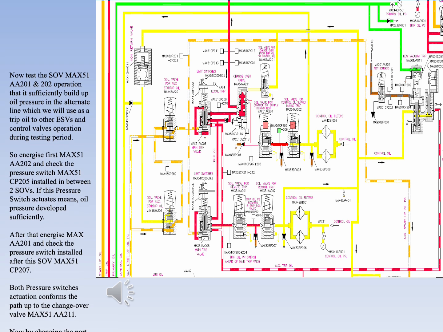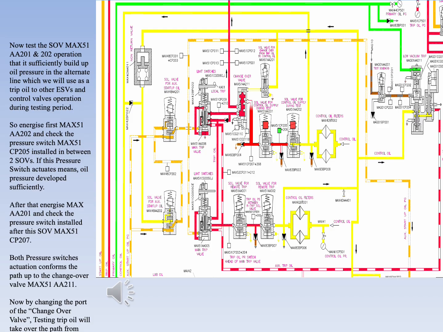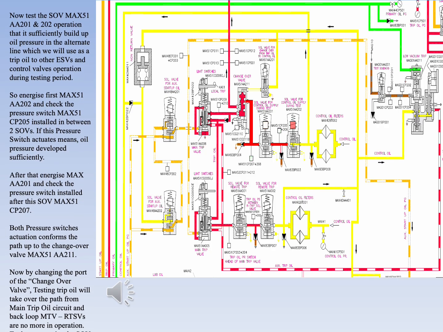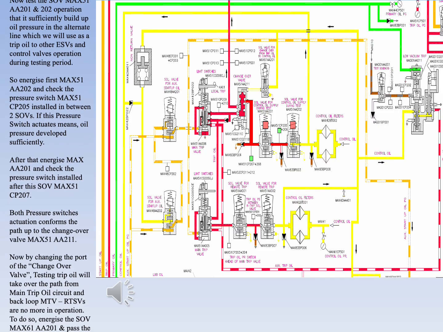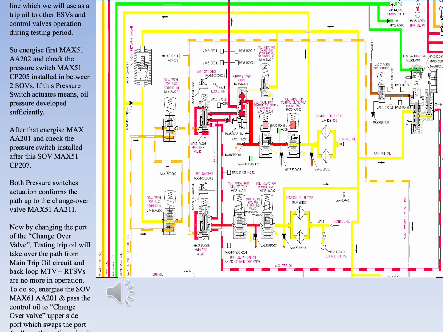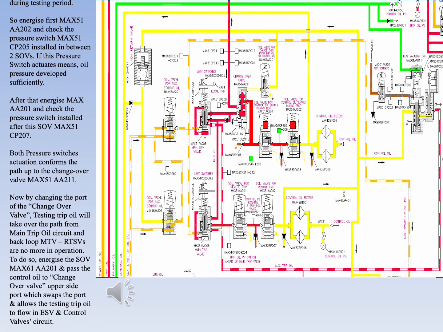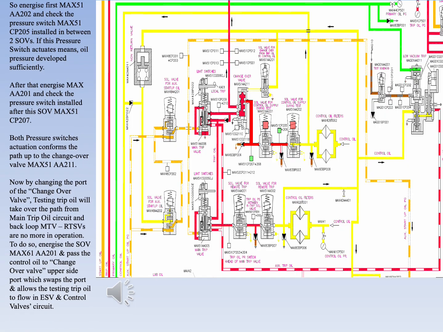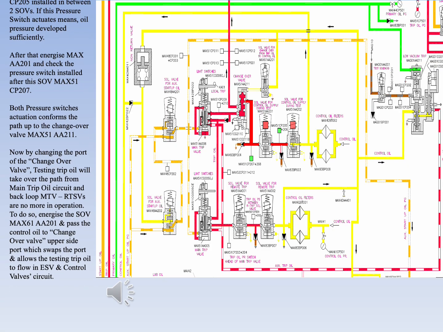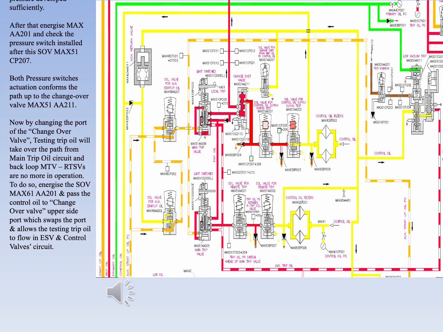After that, energize MAX51 AA201, and check the pressure switch installed after this SOV, MAX51 CP207. Both pressure switches' actuation confirms the path up to the changeover valve MAX51 AA211. Now by changing the port of the changeover valve, testing trip oil will take over the path from the main trip oil circuit, and the back loop, MTV, RTSVs are no more in operation.